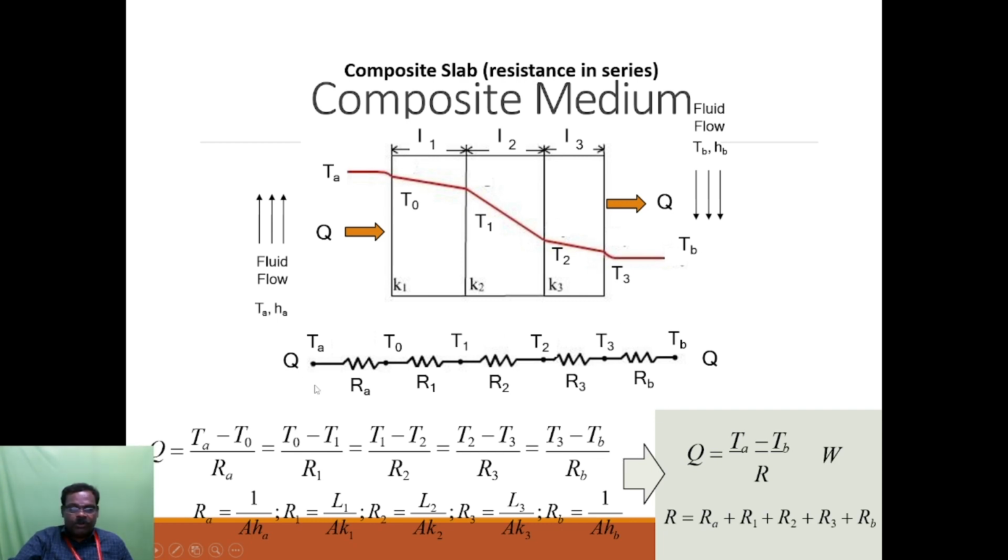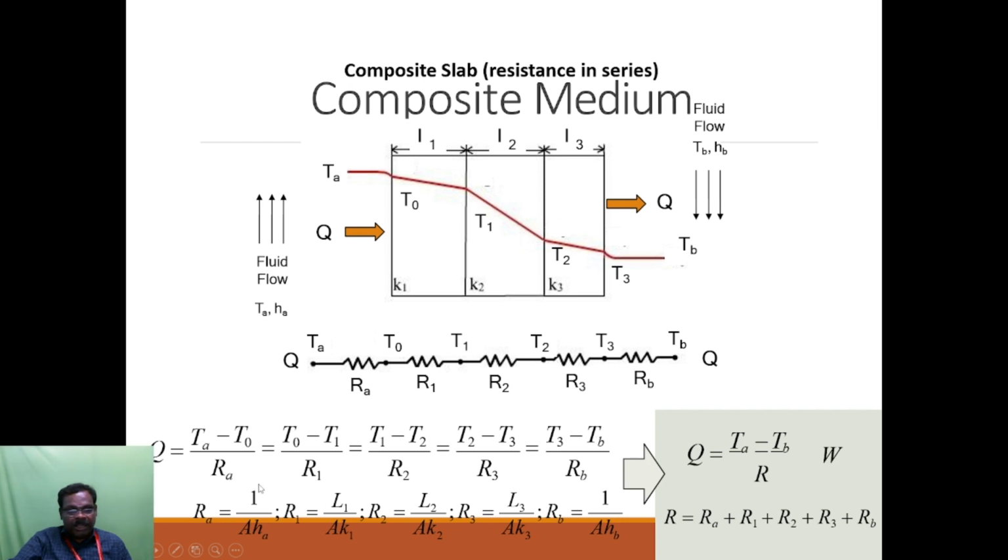So Q is the heat transfer. You should know the heat transfer through each resistance will be equal. So Q for this one equals this, equals this. Consider (TA minus T0) by RA equal to (T0 minus T1) by R1, equal to (T1 minus T2) by R2, equal to (T2 minus T3) by R3, equal to (T3 minus TB) by RB.